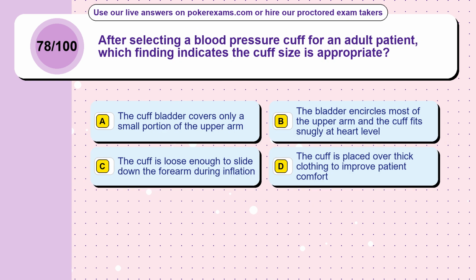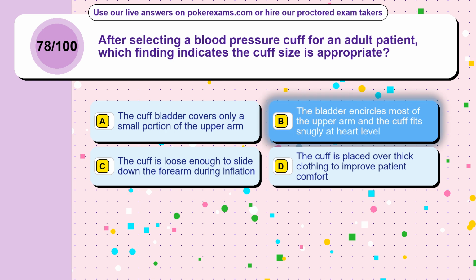Question 78. After selecting a blood pressure cuff for an adult patient, which finding indicates the cuff size is appropriate? Option A. The cuff bladder covers only a small portion of the upper arm. Option B. The bladder encircles most of the upper arm and the cuff fits snugly at heart level. Option C. The cuff is loose enough to slide down the forearm during inflation. Option D. The cuff is placed over thick clothing to improve patient comfort. The correct answer is option B.